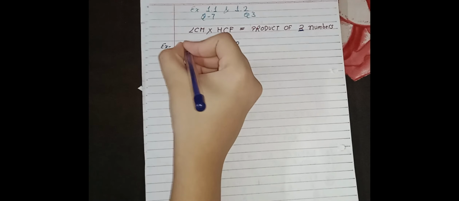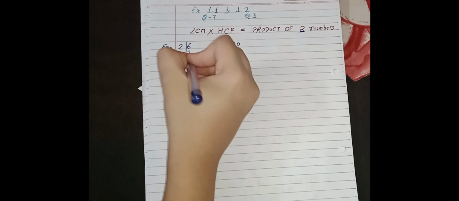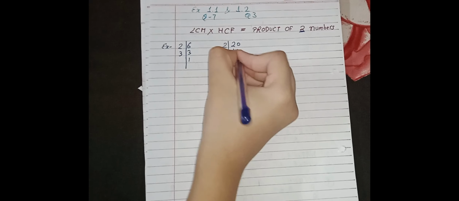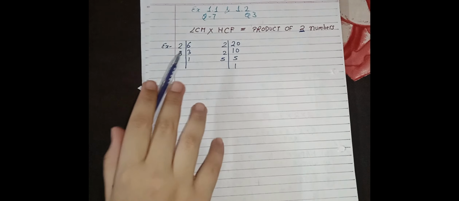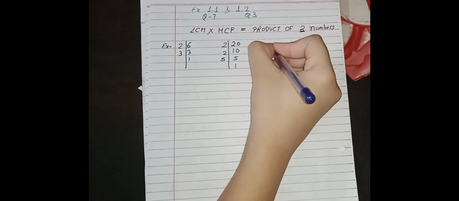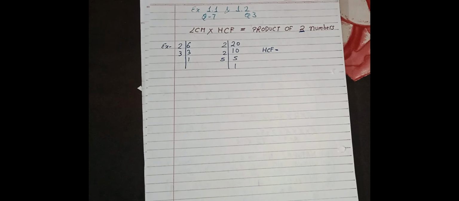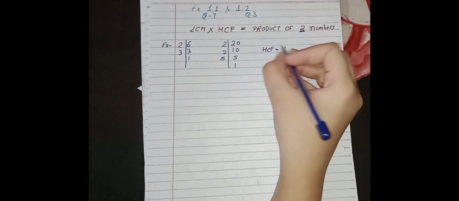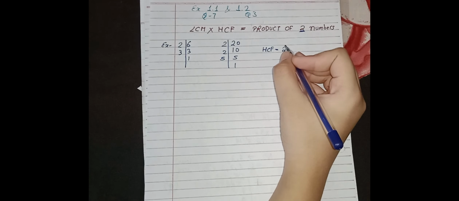First, let's see 6. 6 is divisible by 2, 2, 3, 3, 1. Now, you do it with me. I am doing it fast. So we are here with our LCM and HCF. First, let us take out our HCF. What is our HCF? 2 is common. Nothing else is common. So our HCF comes out to be 2.